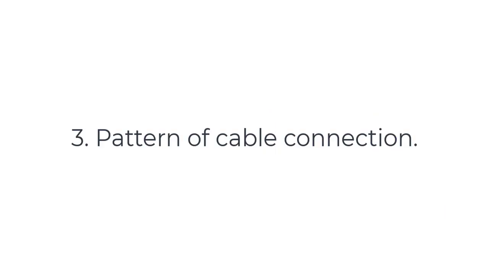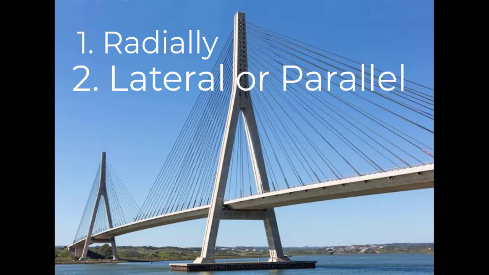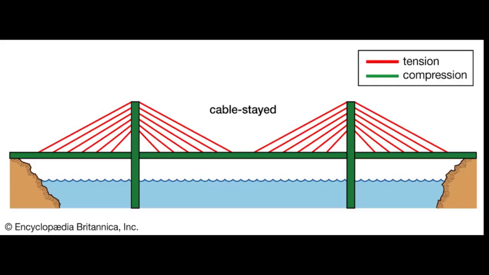Then another difference is the pattern of connection of the cable. For a cable stayed bridge, the cables can be connected radially or laterally. If it is connected in a radial pattern, it means that the cables converge into a single point on the tower, and if it is connected in a lateral or a parallel pattern, it means that the cables converge into different points on the tower.